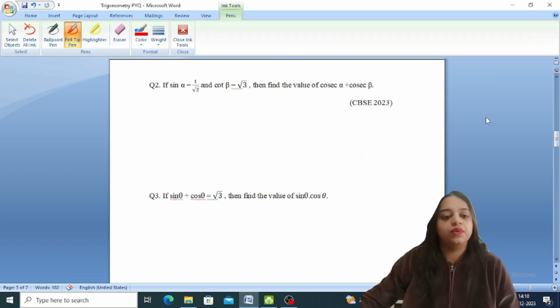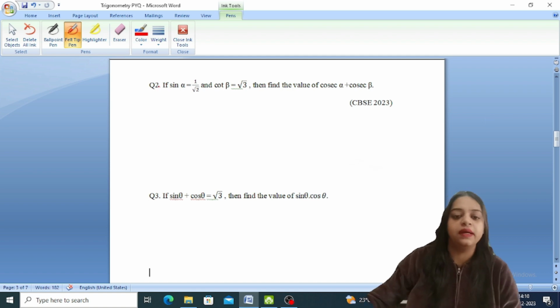So in second question it is given sin alpha is 1 by root 2, cot beta is root 3. Find the value of cosecant alpha plus cosecant beta. So with the help of this sin alpha we can find cosecant alpha, because sin and cosecant are reciprocal of each other. So cosecant alpha will be root 2 upon 1, which is root 2.